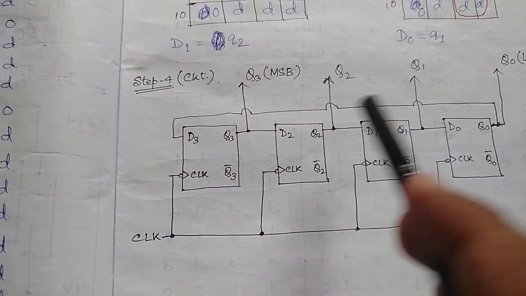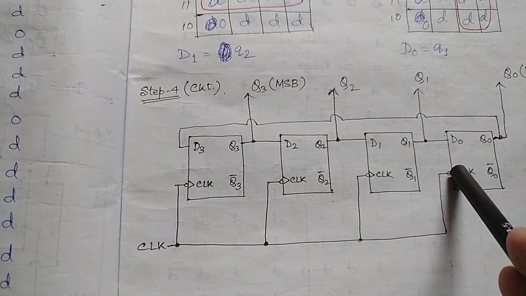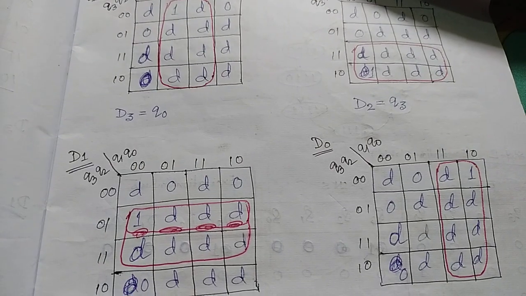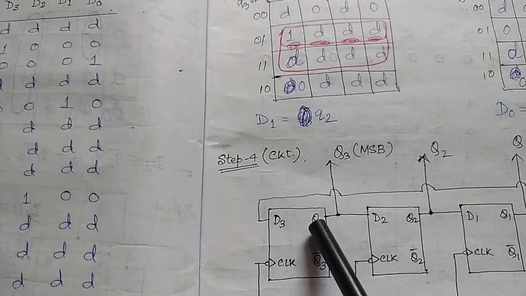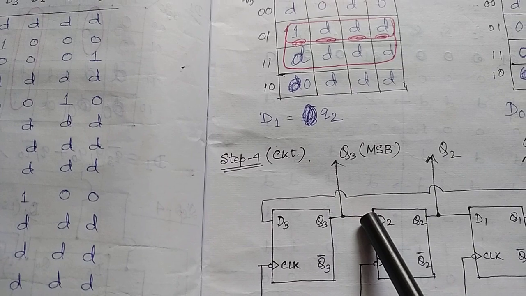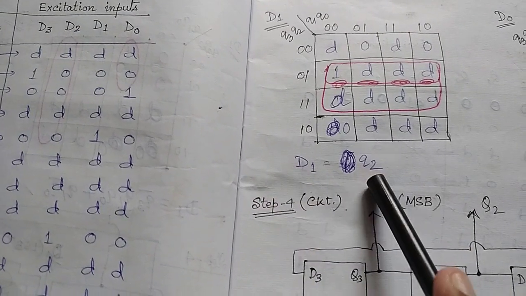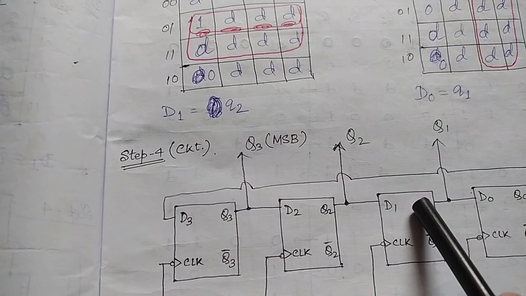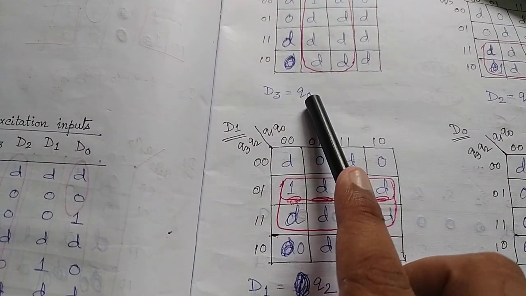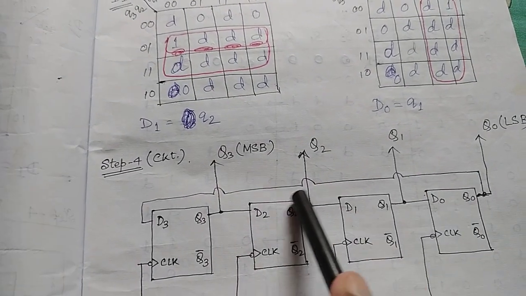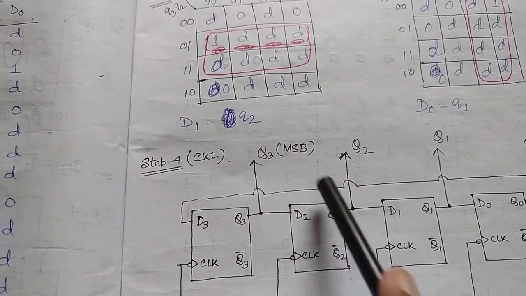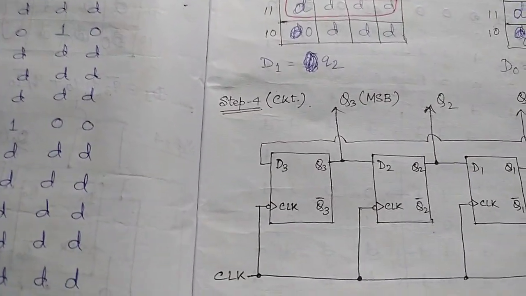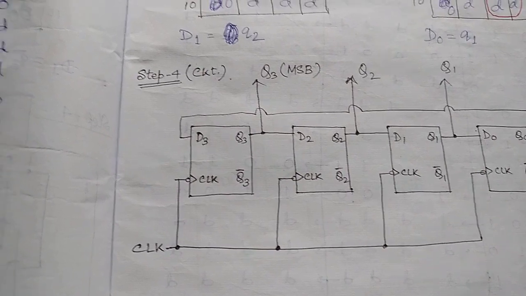There are 4 bits, so 4 D flip-flops, and all the clocks are connected. Now you know D2 equals Q3, so Q3 is shorted to D2. D1 equals Q2, so Q2 is shorted to D1, D0 equals Q1, so Q1 is shorted to D0, and D3 equals Q0, so Q0 is shorted to D3, and the 4 bits are taken as my output. So that's how you can design a simple 4-bit ring counter.